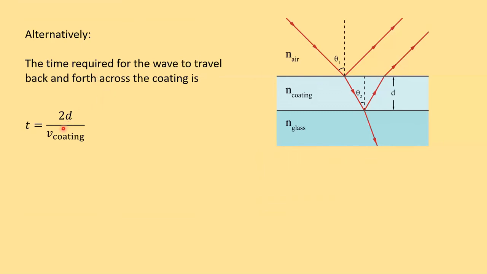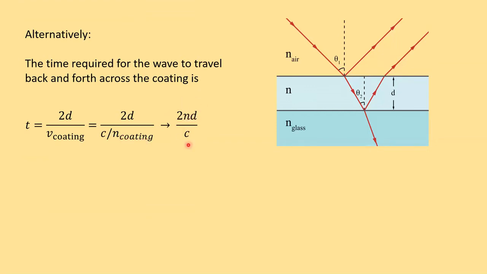Okay, so first let's figure out how long it takes to cross forward and backward, and then we'll compare that amount of time to one period. Well, I'm just using distance equals speed times time. If we take the total distance that the wave has to travel, 2D, and divide it by how fast it moves in the coating, that will tell us how long it takes to cross the coating there and back. The speed in the coating is the speed in vacuum divided by the index of refraction of the coating. Remember that? So n is going to come up top. That's what I've done here.